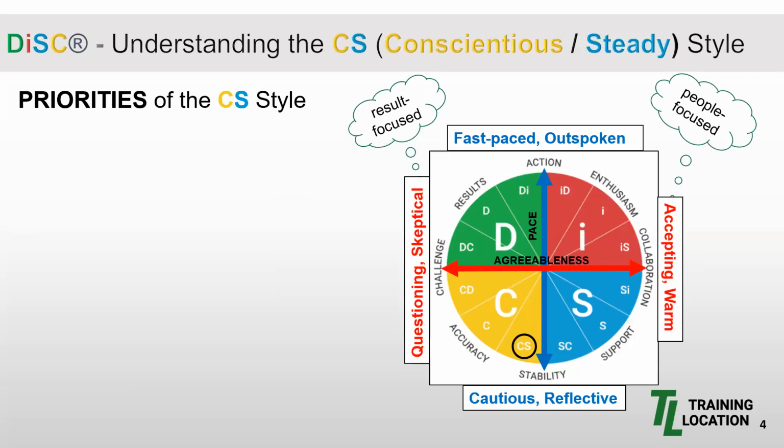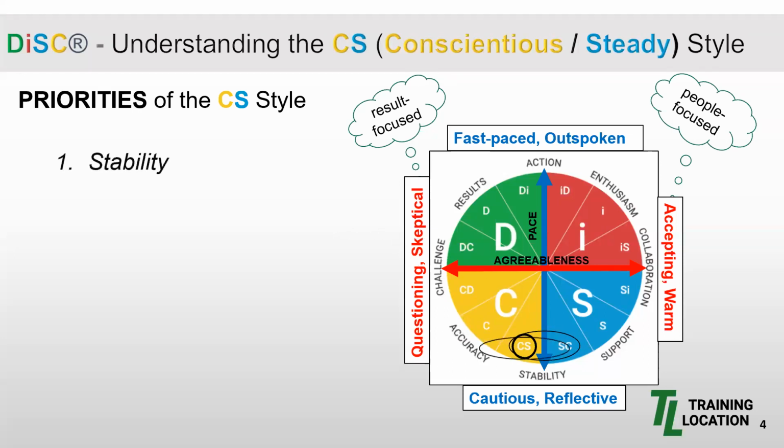Now, priorities simply help us understand how our style might be reflected in motivations and behaviors given real life work scenarios. The important thing to remember is that when things get foggy, such as when stress or uncertainty appear, we seek the priorities associated with our style. Let's review the priorities of the CS style, which are shared with the adjacent SC style.